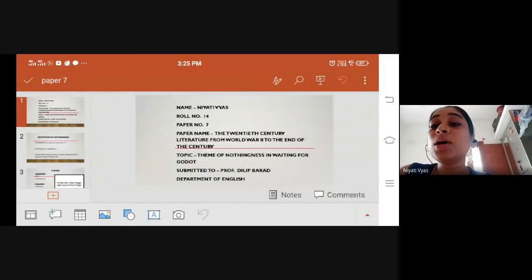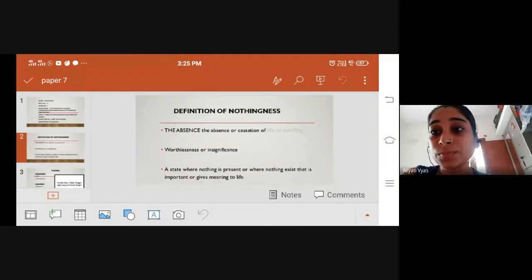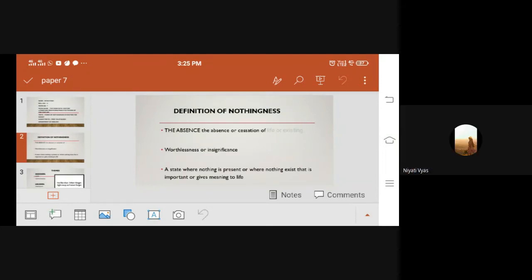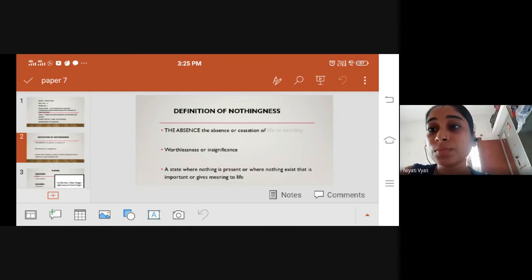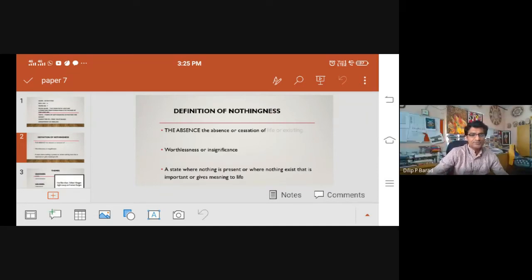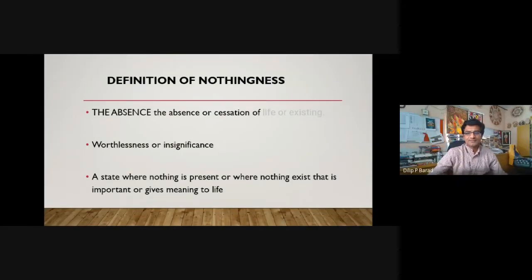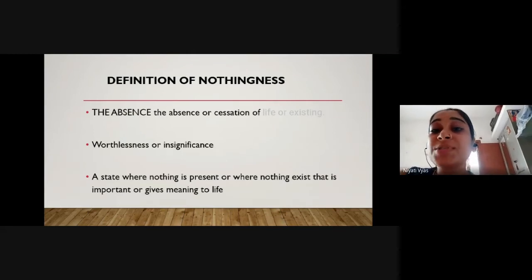Okay, so my topic is the theme of nothingness in Waiting for Godot. Here is the definition of nothingness: the absence or cessation of life or existing, worthlessness or insignificance. A state where nothing is present or where nothing exists that is important or gives meaning to life.